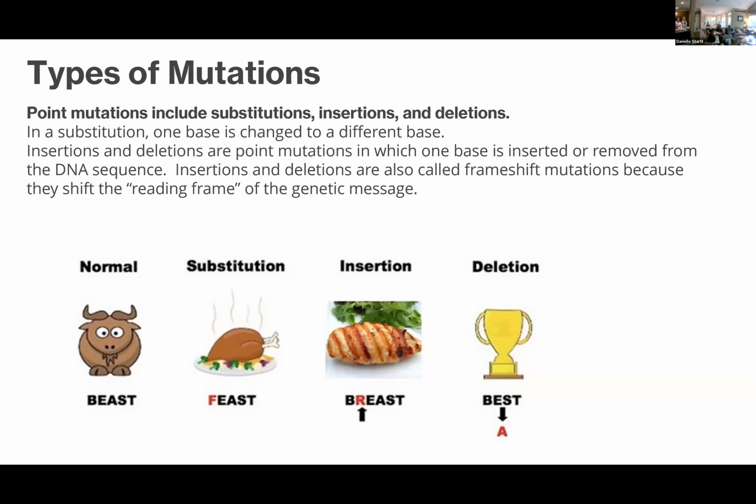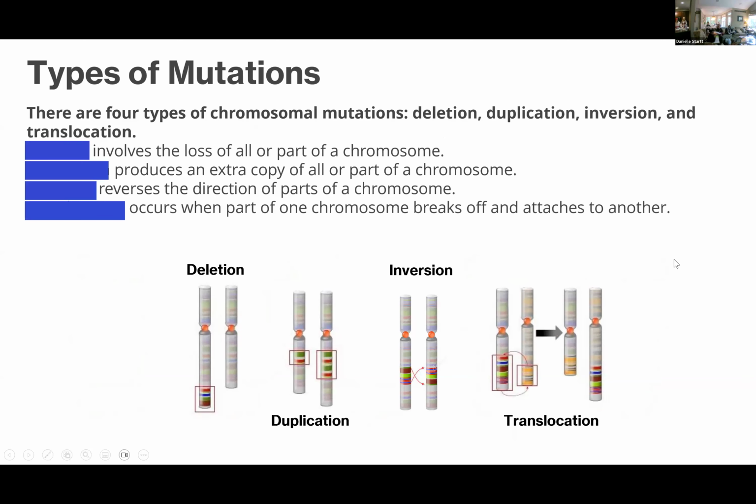Now what happens if we invert? Now beast is beats. So you can see how all of these slight changes can completely change the meaning of the word. And that will change how your coding is going as far as translation is concerned. And then you can end up with problems or not problems. It kind of depends on where the mutation is. So those are in your code. Those are code mutations, point mutations.